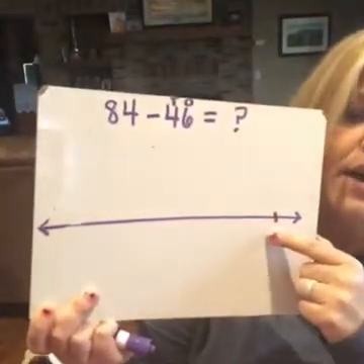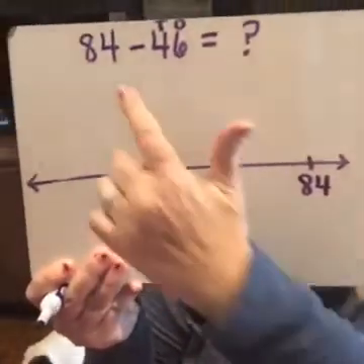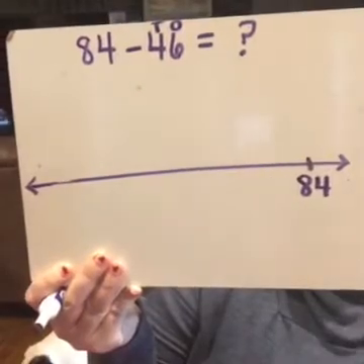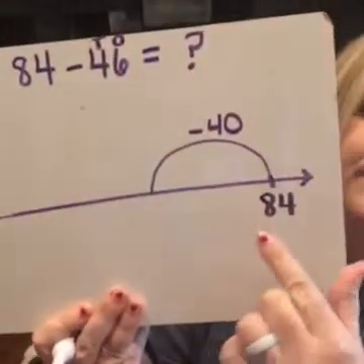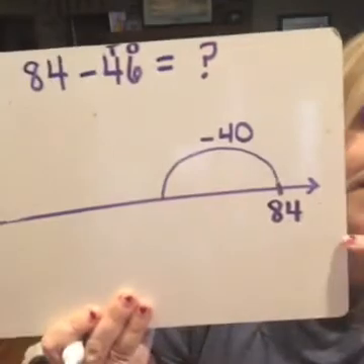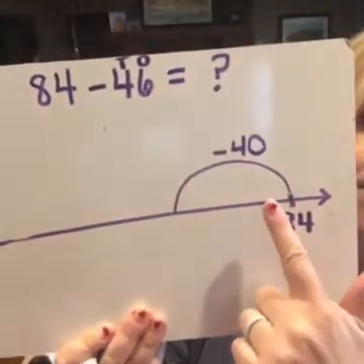So I'm going to start with my whole this time, 84, on my open number line. Now I'm going to jump back 4 tens. What is the value of 4 tens? 40. Very good. So if I take away 4 tens from 84, that means technically I'm taking away 40. So 84 minus 40, all we're doing is taking 8 take away 4, and we have 4, and the ones are staying the same. So that is going to put me on 44.